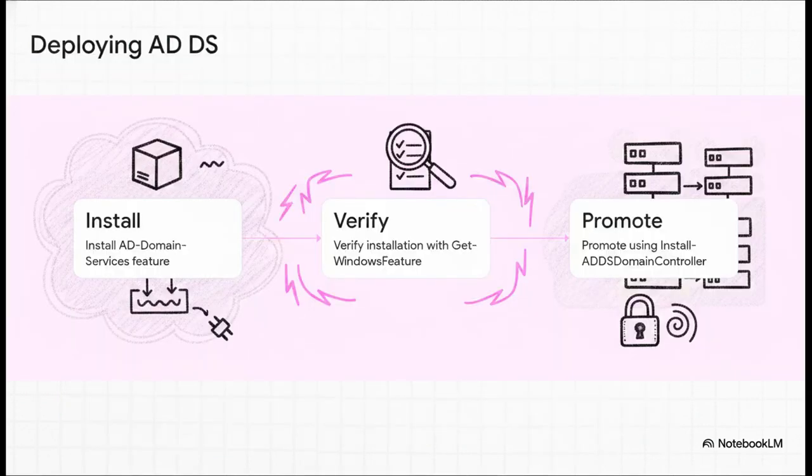You might be wondering, how do we actually build this foundation without a graphical interface? We lean in to the power of remote PowerShell commands. First up, we install the AD-Domain-Services feature. Second, we make sure it actually worked using the Get-WindowsFeature command. And finally, we promote the server to a domain controller using Invoke-Command alongside Install-ADDSDomainController.